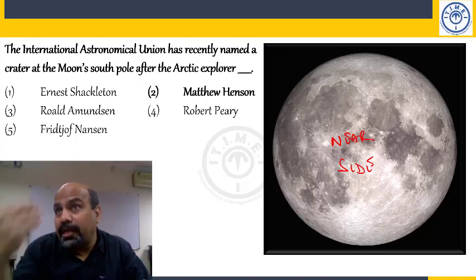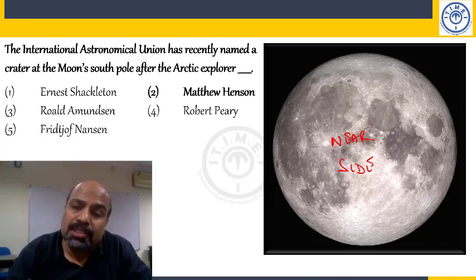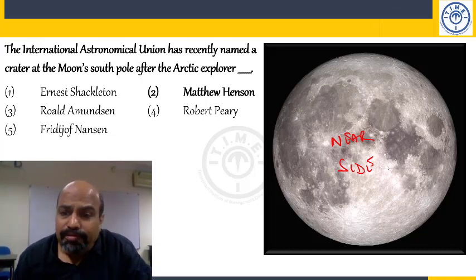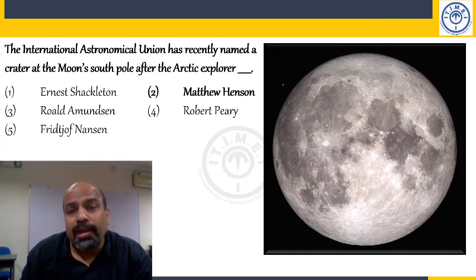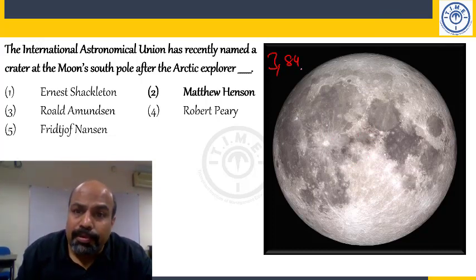What we see is the near side, and the other side is of course the far side. Now, how far is the moon? Well, the moon is about 3.84 lakh kilometers away.